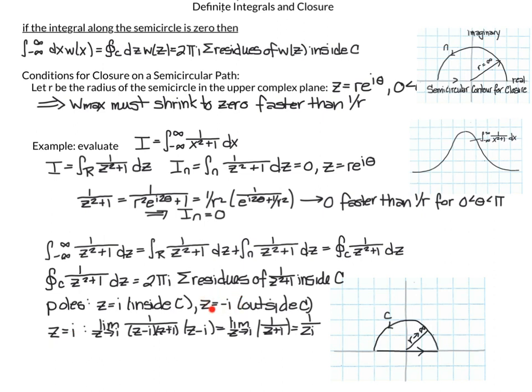I originally calculated the residue at z equals minus i before I remembered it's outside C. Now plugging into my formula, the integral over R of dz over z squared plus 1 is equal to 2πi times my residue, 1 over 2i, which is simply equal to π.